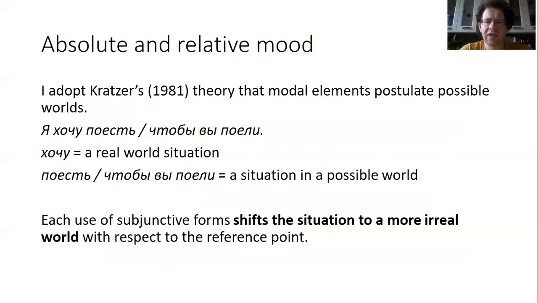What is absolute and relative mood interpretation? First, I will say that Kratzer considers that modal elements postulate possible worlds. In the sentence like "Я хочу поесть" or "Я хочу, чтобы вы поели", the situation "хочу" is a real world situation. By contrast, the embedded situation "поесть" or "чтобы вы поели" is a situation in a possible world that can be realized or might remain unrealized. I consider that each use of a subjunctive form shifts the situation to a more irreal world with respect to the reference point.